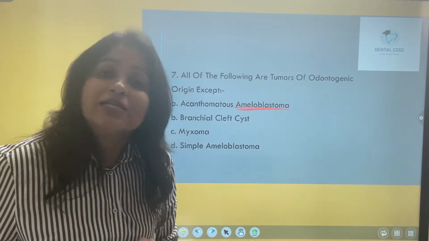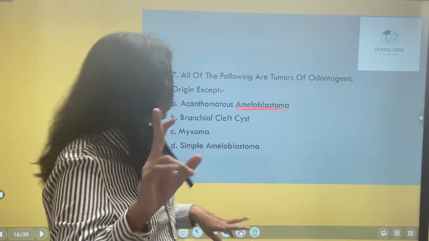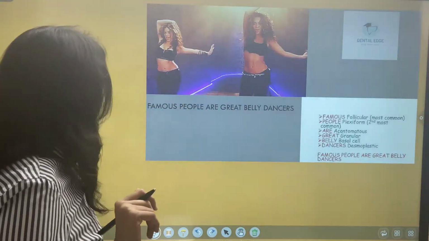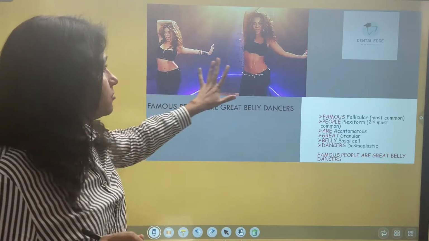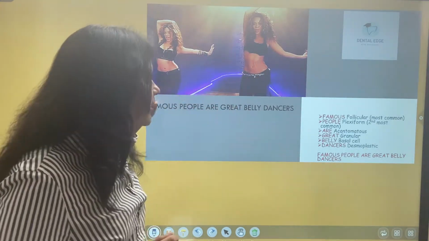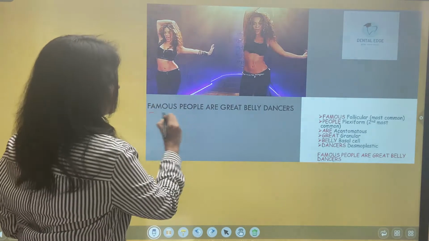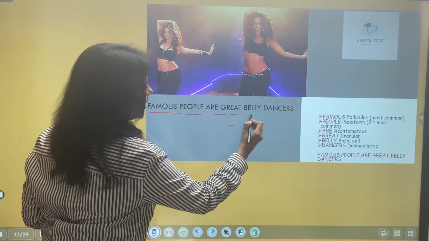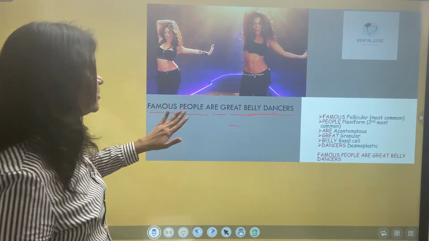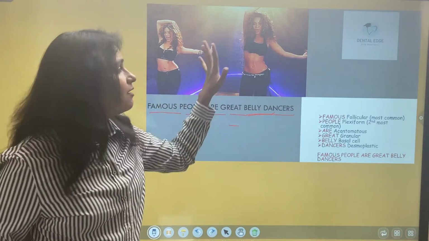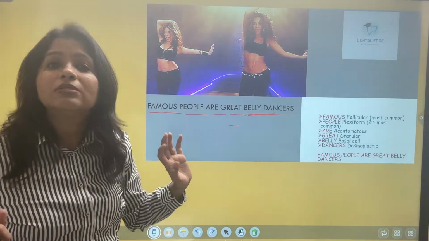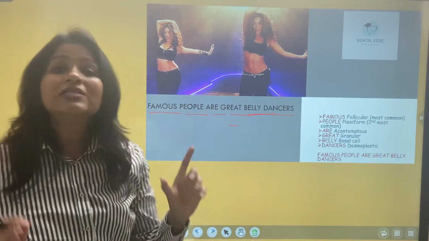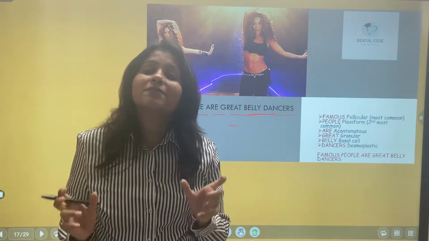How will you remember the histopathologic subtypes of ameloblastoma? I'll help you with it. Remember this image. These are famous personalities doing belly dancing. So remember this. Famous people are great belly dancers. Famous people are great belly dancers. Remembering this image, you will be able to remember this. From this, you will remember the 6 histopathologic subtypes of ameloblastoma.